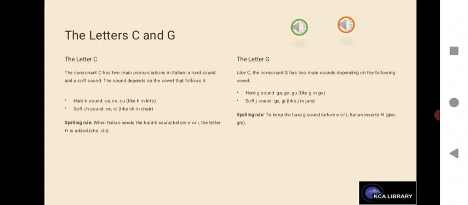Similarly, the consonant G also has 2 main sounds depending on the following vowel. Hard G sound: ga, go, gu, like G in go. Soft J sound: ge, gi, like J in jam. Spelling rule: to keep the hard G sound before E or I, Italian inserts H: ghe, ghi.